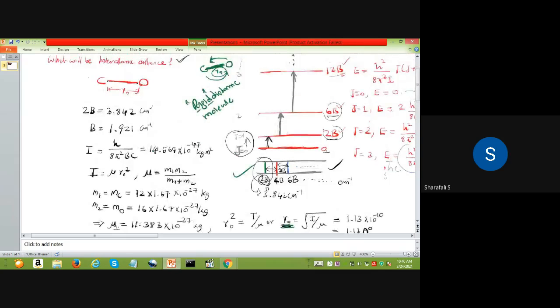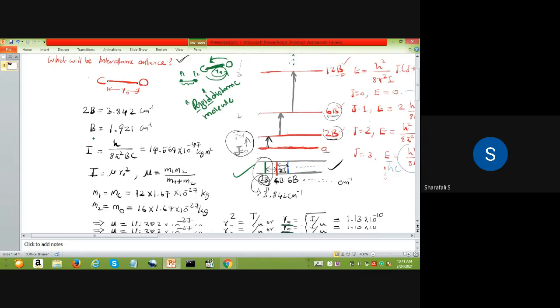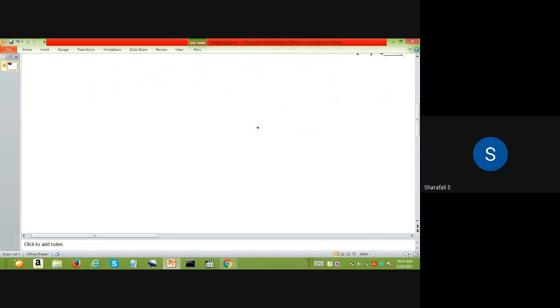And this rigid, as we discussed earlier, means that the distance between two points is constant. Separation between two points being constant is called rigid. Suppose this is your first point and this is your second point. If this separation is constant, then it is called a rigid body. If it is varying, then it is not a rigid body. So now we will go to some more explanation about this rotational spectra.